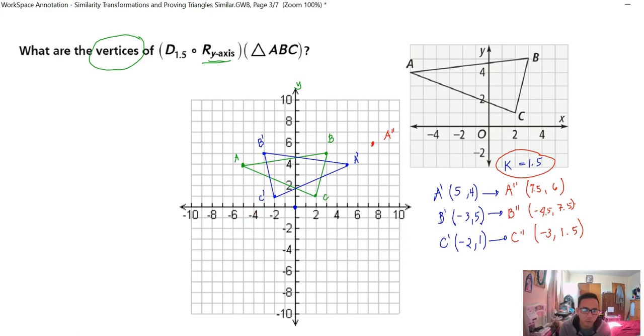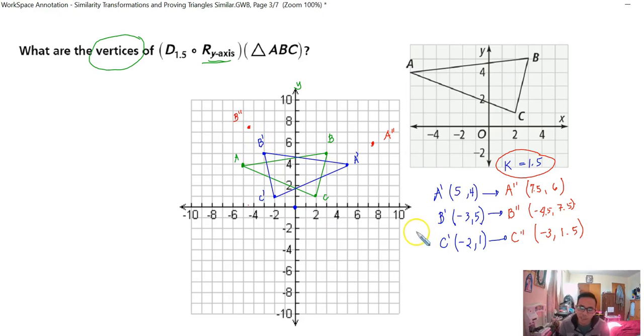Wait, I'll just take a look at this one. So 7, 7.5, that's right. So I have 4, 4.5. It's here at the middle. Then positive 7.5, 6, 7, 7.5. It's here. So this will be my B double prime.